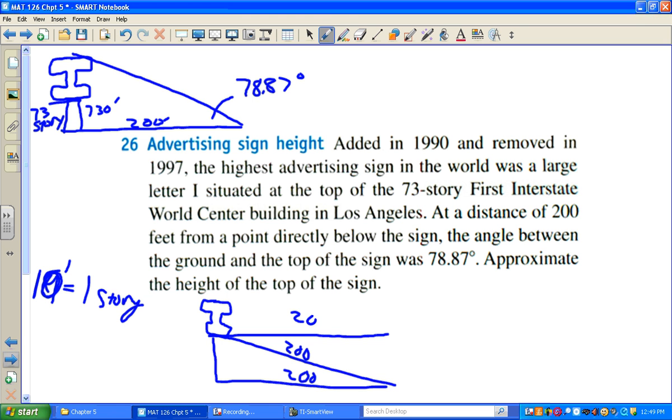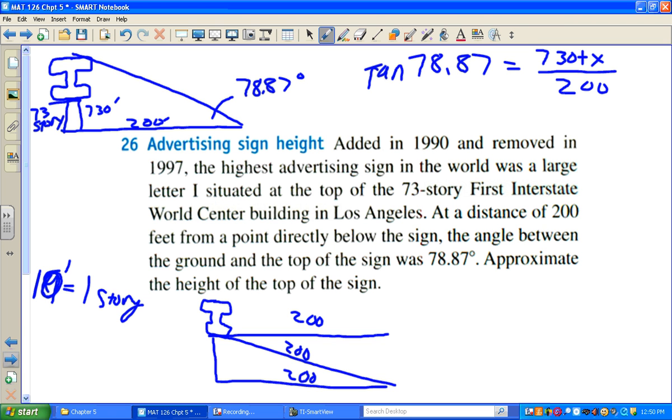I think it's, but I understand. 73 stories. It's usually anywhere from 8 to 10, usually 10. Tangent of 78.87. During the brain break, I'll look it up. How's that? Equals 730 plus x divided by 200.